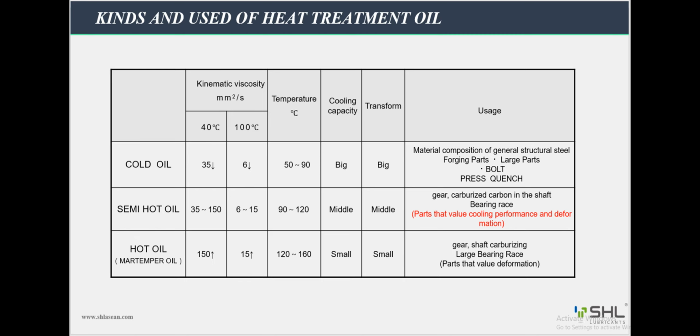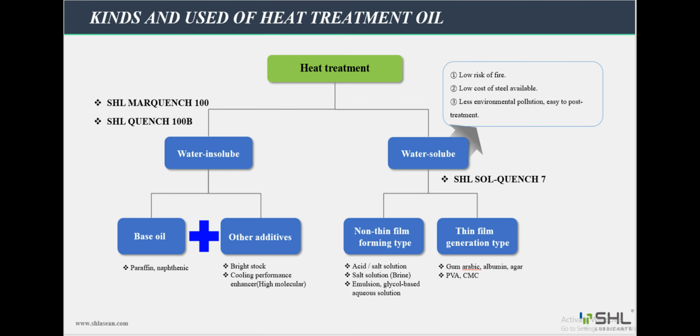Regarding kinds of heat treatment oil, there are 2 ways to classify. The first way, to classify according to oil temperature, is divided into 3 types, which are cold type, semi-hot type and hot type. The cold type has an oil temperature of 50 to 90 Celsius, the semi-hot type has a temperature of 90 to 120 Celsius, while the hot type has an oil temperature of 120 to 160 Celsius. If divided by type of oil, it can be divided into 2 types, water-soluble oil and water-insoluble oil. Each type of oil has its own pros and cons.